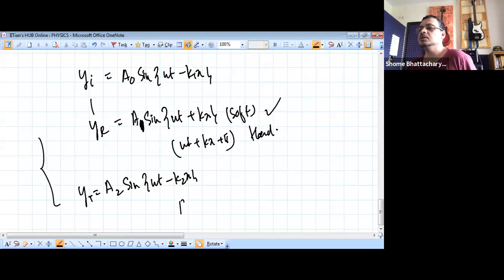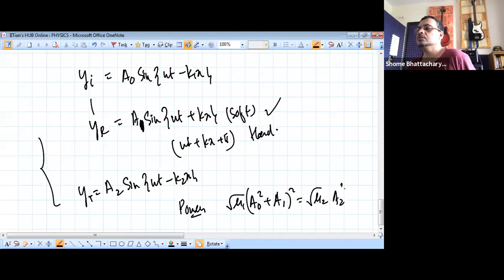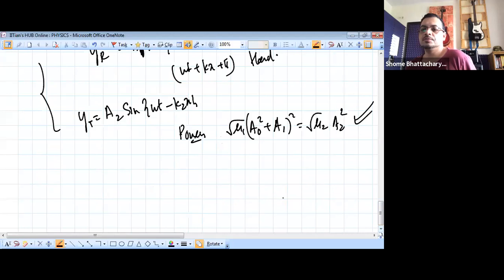You've written this. Now power conservation. So you have square root of mu1 into (a naught square plus a1 square) will be equal to square root of mu2 into a2 square. So that's your next equation. Get used to this. Those common terms cancel out.